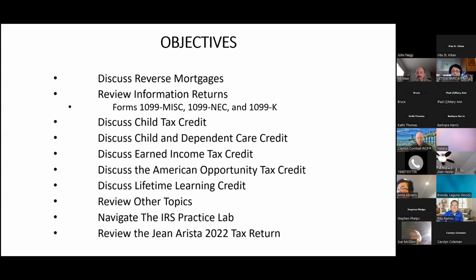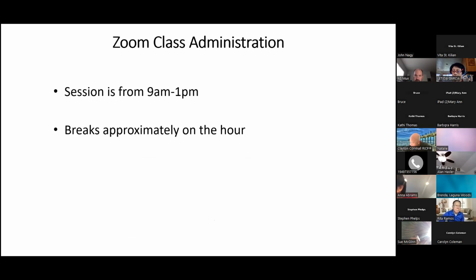If you receive the Gene Arista 2022 tax return, you should be aware there's one correction that needs to be made on the fact pattern, and that correction is everything is 2022. So if you're looking at it, the daughter for Gene lived with Gene 12 months in 2022. All right, so those are the objectives.